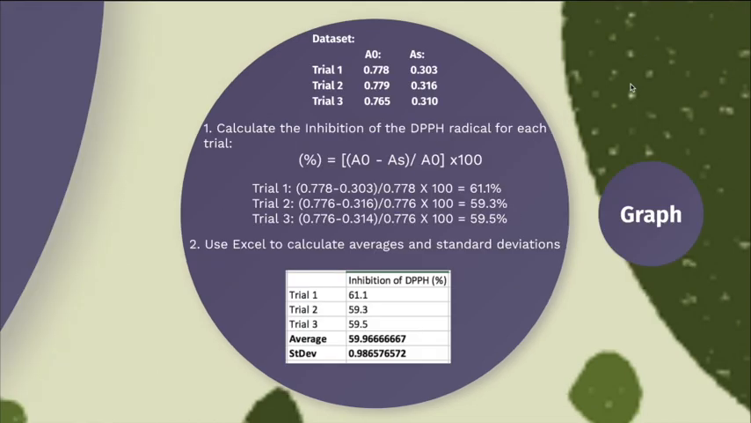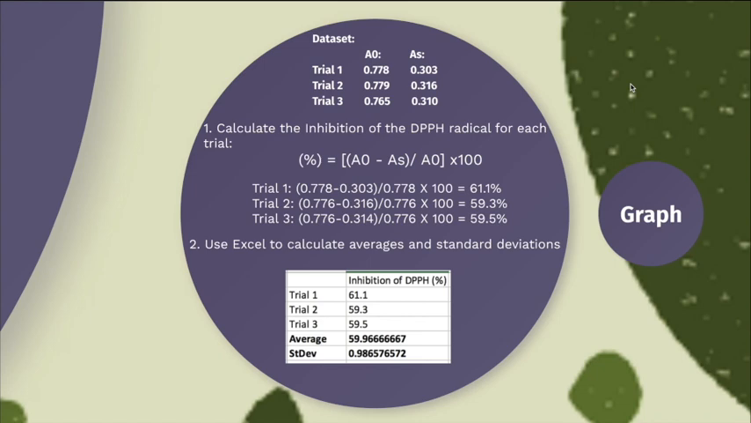Okay, so here's a real example of how to analyze your data. At the top of this image, you see the raw data. A0 is the absorbance at 517 nanometers for the methanol control, while AS is the absorbance at 517 nanometers for the samples. And as you remember, we ran the experiments in triplicate.